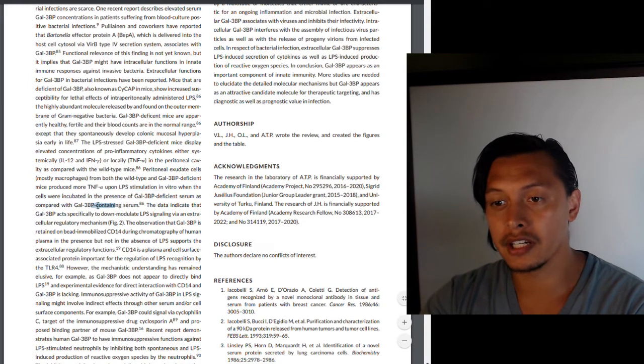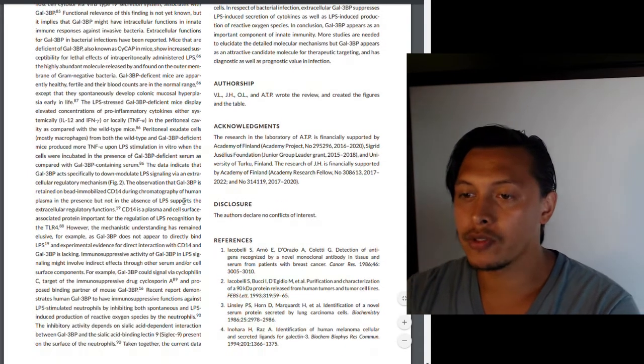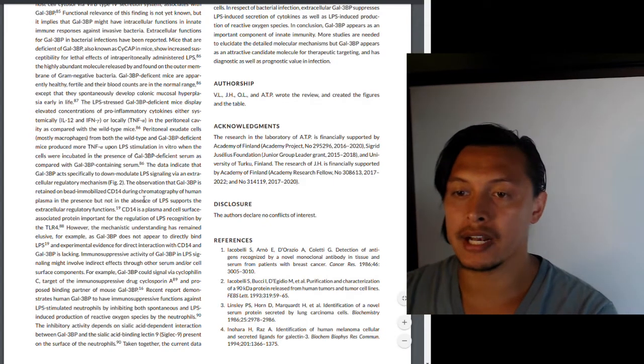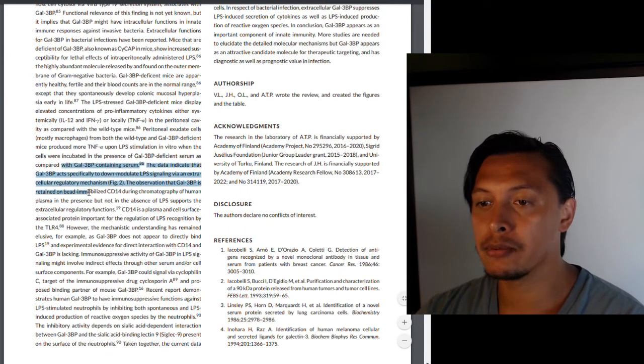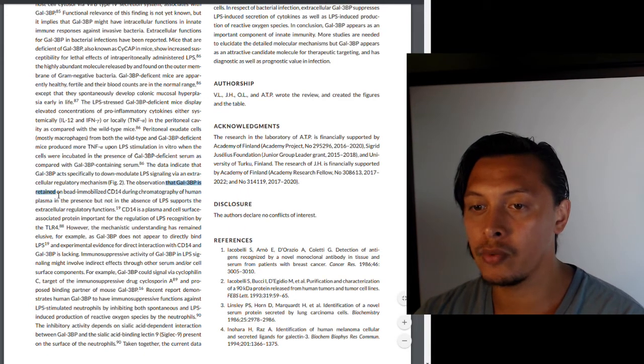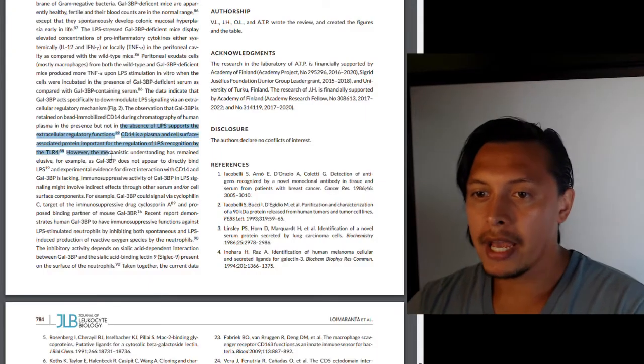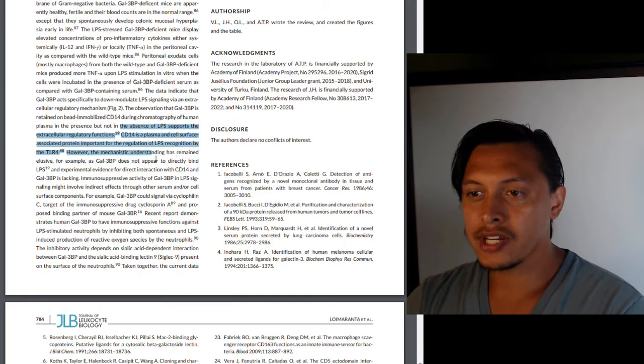Yeah, so basically Galectin-3 BP seems to have this anti-inflammatory response as well. So the data indicate that Galectin-3 binding protein acts specifically to down-modulate the LPS signaling through an extracellular regulatory mechanism. The observation that Galectin-3 BP is retained on bead-immobilized CD14 during chromatography of... I lost the recording since I went over 2 hours. However, the mechanistic understanding has remained elusive.